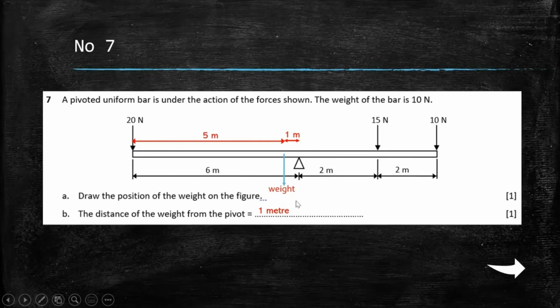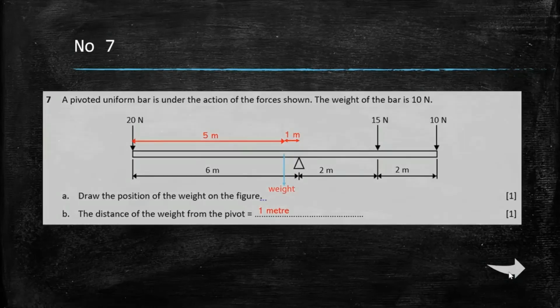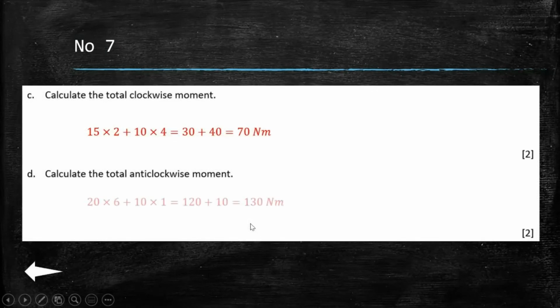The weight of the uniform bar is known in the problem as 10 Newton. The distance of the weight from the pivot is 1 meter, and the distance of the 20 Newton force from the pivot is 6 meters. So the answer for number 7d is 20 times 6 plus 10 times 1 equal to 120 plus 10 equal to 130 Newton meter.